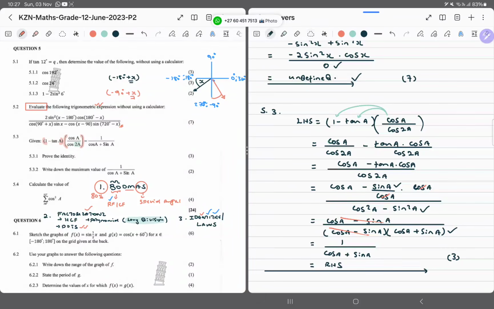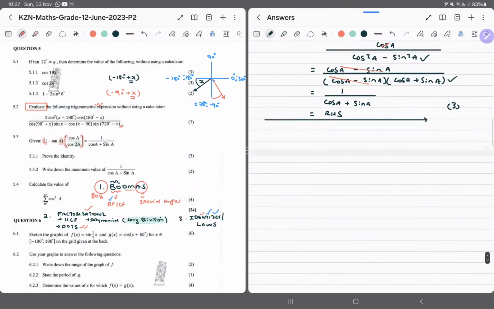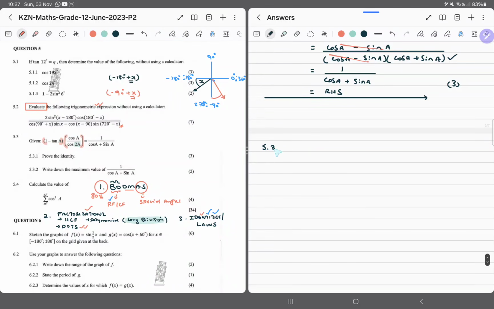Now let's see, this is 5.3.1. So let's do 5.3.2. So it says write down the maximum value of this whole thing. So we've got 1 over sine A plus cos A.